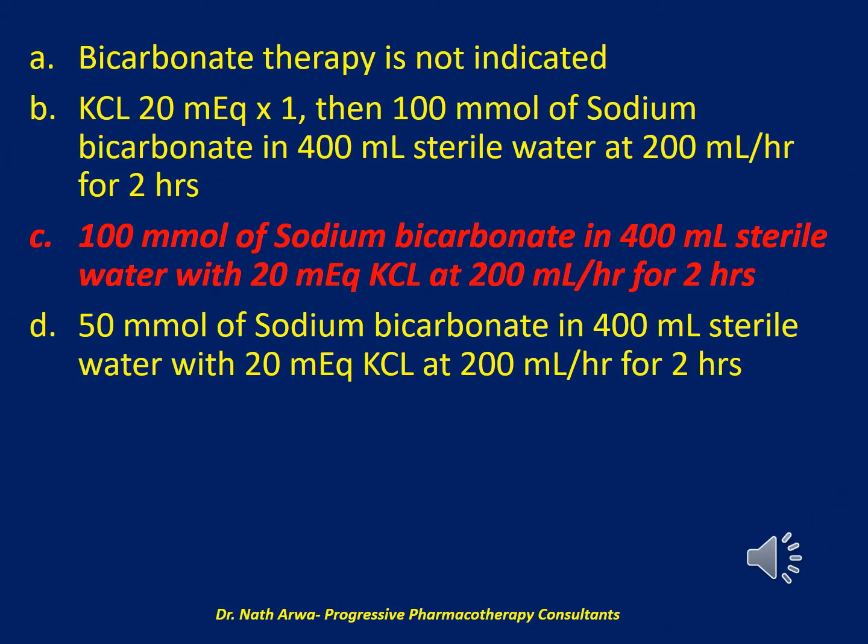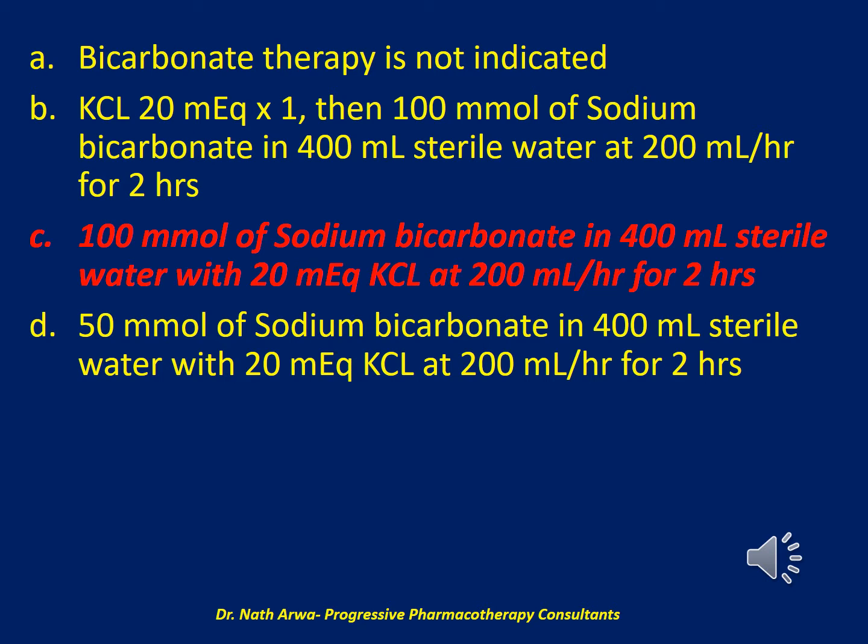And the correct answer is C. 100 mmol of sodium bicarbonate in 400 ml sterile water with 20 milliequivalents of potassium chloride at 200 ml per hour for 2 hours. 50 mmol of sodium bicarbonate in 400 ml sterile water does not reflect the recommended therapy for adults with DKA and pH less than 6.9, because of the adverse vascular effects from severe metabolic acidosis.